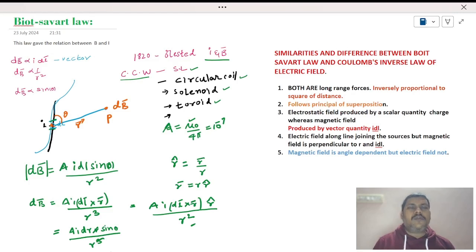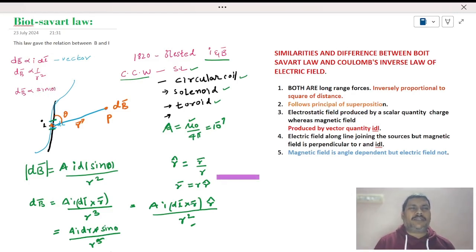So now Idl is the vector quantity here, with angle theta. Coulomb's law does not depend on theta, but the Biot-Savart law depends on theta. This is also one difference between these two, the Biot-Savart law and Coulomb's law. Now according to the statement of the Biot-Savart law, the field at any point from the current element or current carrying conductor is proportional to the Idl element, inversely proportional to the square of the distance, and proportional to sine theta.